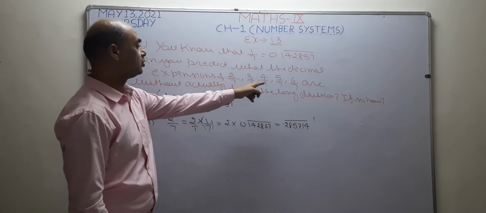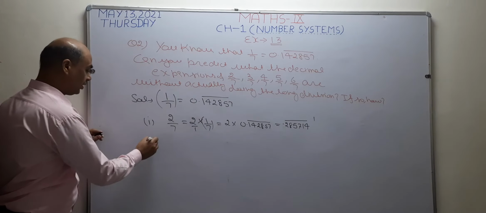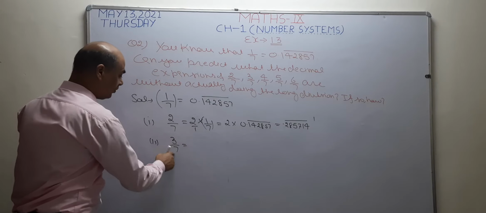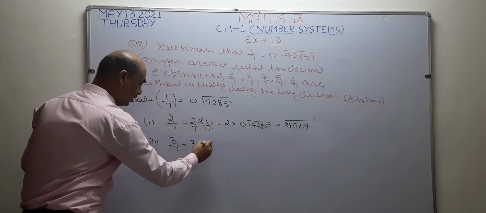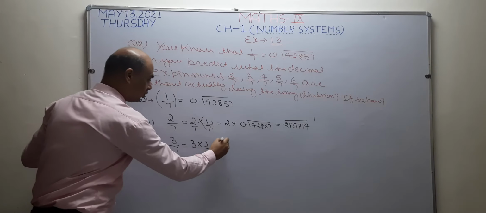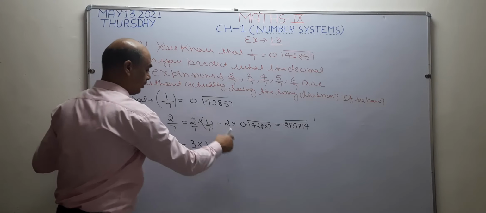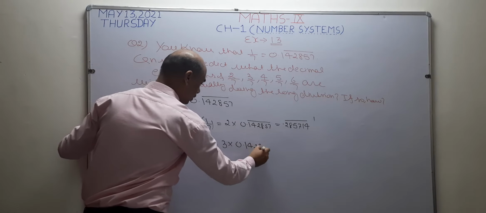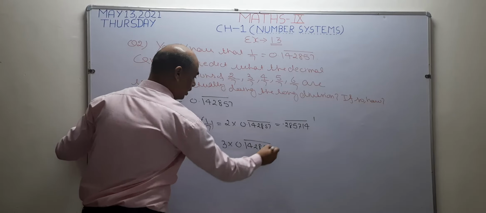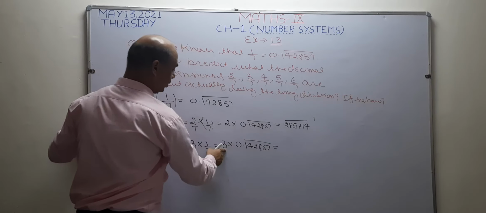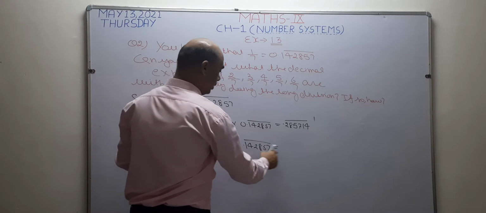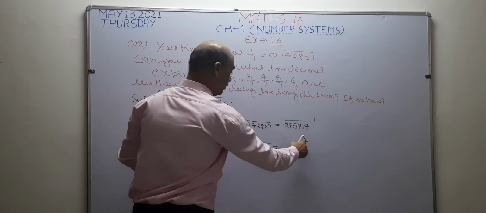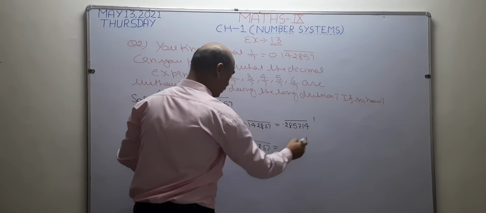In the same way, you can solve the remaining parts. I want to solve one more part of this. I want to solve 3 by 7. Now see, 3 by 7 can be written as 3 into 1 by 7. Since we know the value of 1 by 7, I am going to write here 0.142857 with a bar. Now I want to multiply this number by 3. Now see, 3 sevens are 21. 2 is left. 3 fives are 15. 15 plus 2, 17. 1 is left.